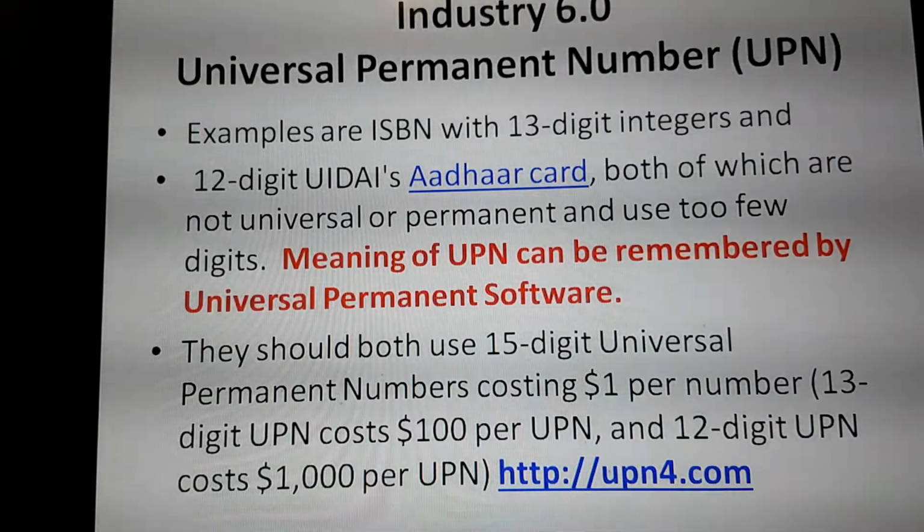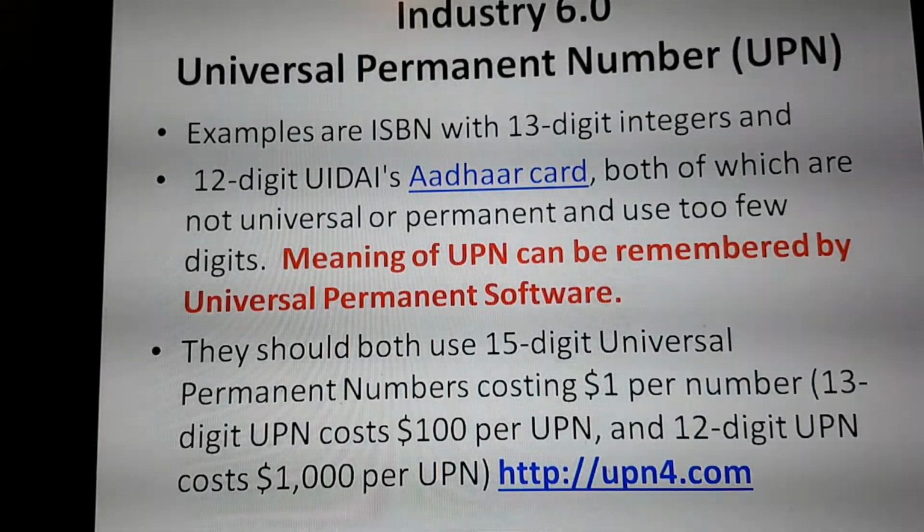Okay, so we go to Industry 6.0, universal permanent number. Examples are ISBN with 13-digit integers and 12-digit UIDAI Aadhaar card, both of which are not universal or permanent and use too many digits. The most important thing is that the meaning of a UPN can be remembered by universal permanent software. So when the UPN becomes very large, human beings will not be able to remember them, but the computer can remember them. This is the main innovation in the universal permanent software.